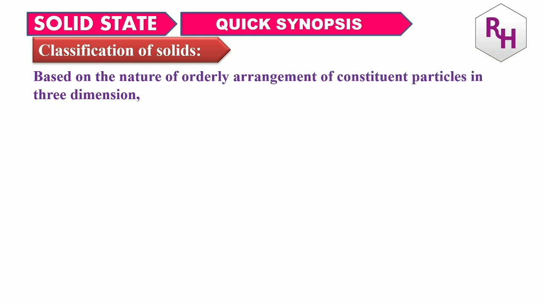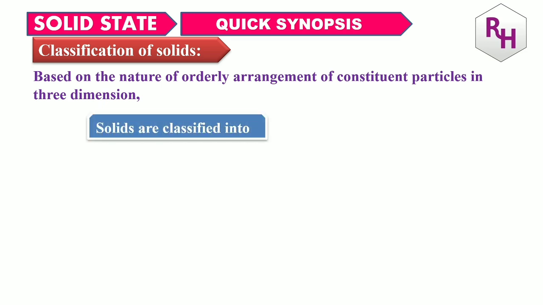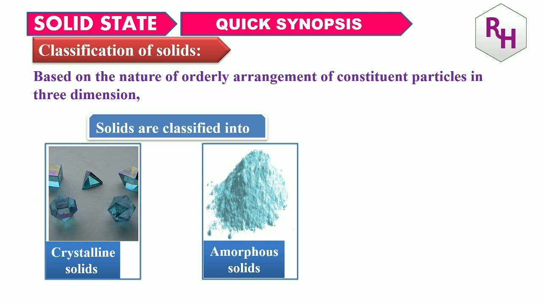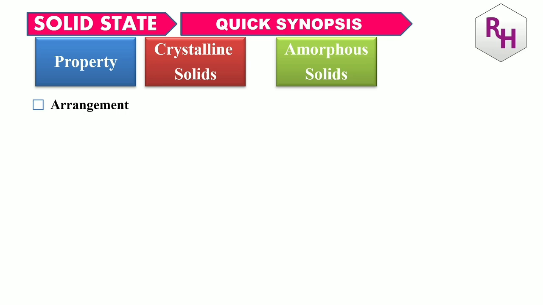Classification of the solids. Already we know that based on the nature of orderly arrangement of the constituent particles in three dimensions, solids are classified into crystalline solids and amorphous solids. If you are perfect with the theory, then this synopsis will only give you a glance, a brief idea about the solid state, right?